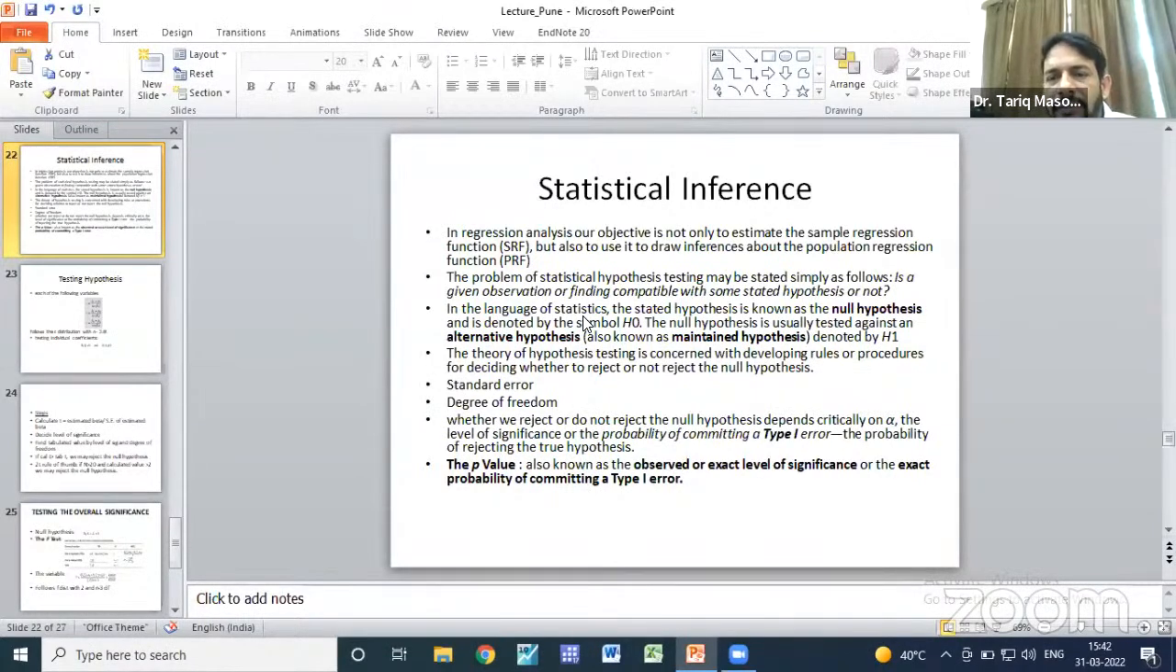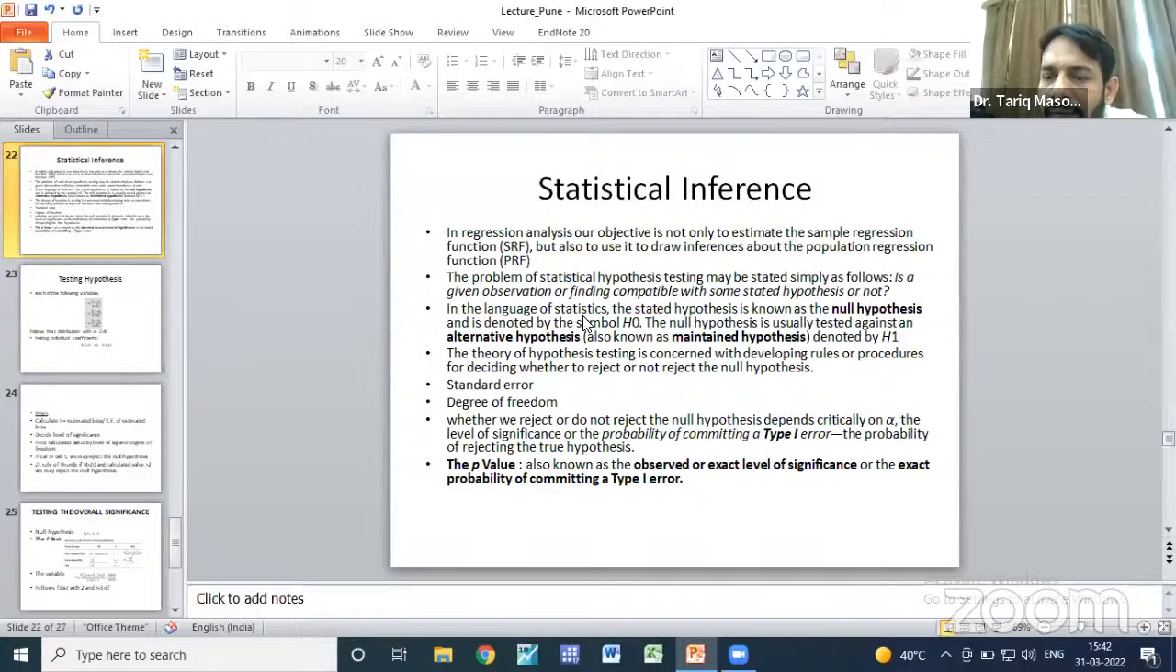One is null hypothesis, other is alternate hypothesis. Null hypothesis is basically negation of something. There is no relation between variables. Okay. There is no causation. So null hypothesis is basically negation. In a very early stage we write that there is no relationship.